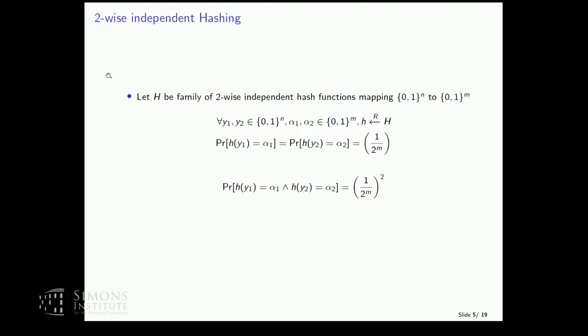What two-wise independence says is that if you take any two elements in the domain and any two cells that we are mapping to, the probability that a randomly chosen function h maps y1 to alpha1 is the same as h mapping y2 to alpha2, which is 1 over the number of cells. And they are pairwise independent. So the probability that h maps y1 to alpha1 and h maps y2 to alpha2 is the product of the marginals.